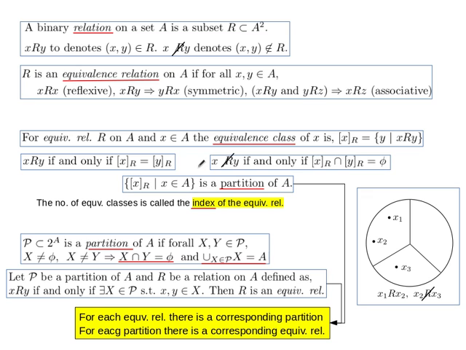So if you take two equivalence classes, either they are the same or they are disjoint. And not only that, if you take all the equivalence classes and take their union, you generate the whole of A. So that means this thing is actually a partition of A.